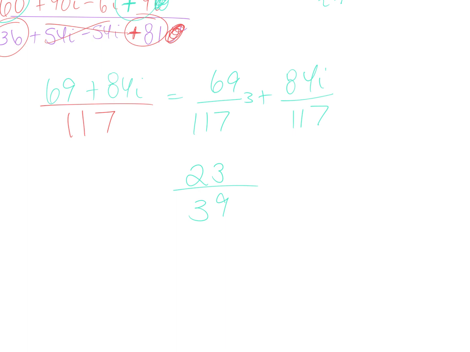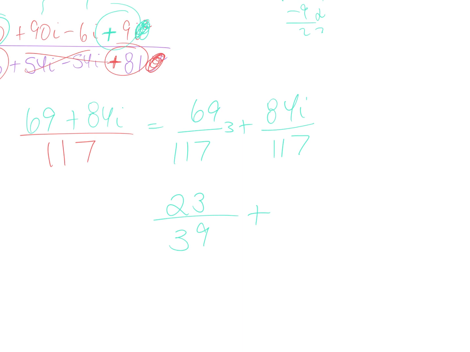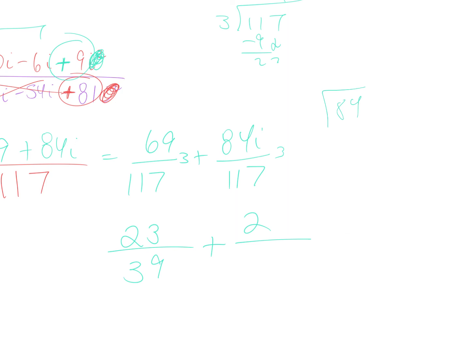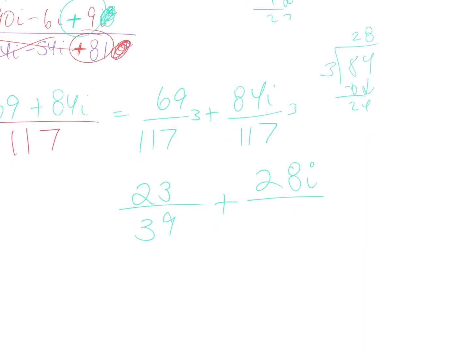No. Okay, so again, what's going to go into 84 and 117? 3. So 3 goes into 8 2 times, right? Look, if you need to write it down, write it like this. 3 goes in here 2, 2 left over. So this would be 28. And we just did 117 divided by 3, 39.